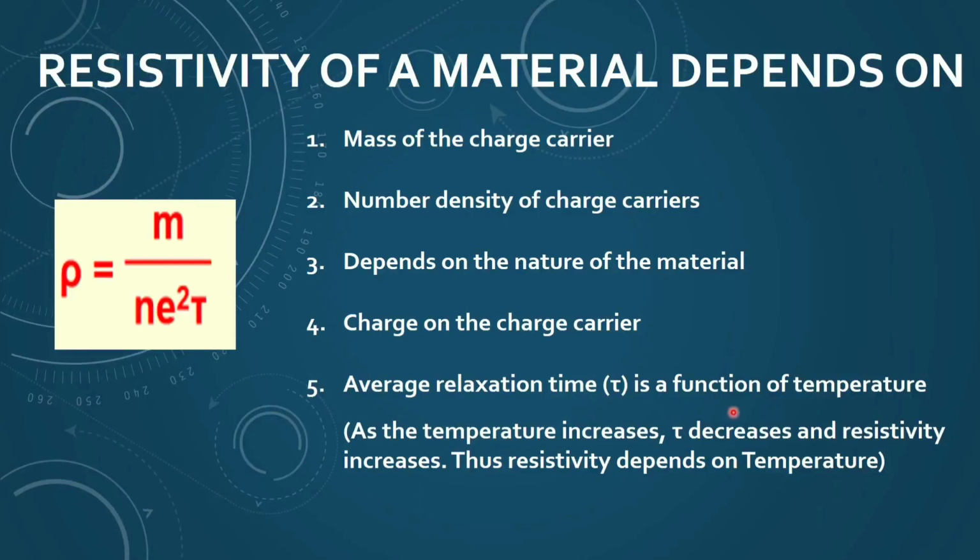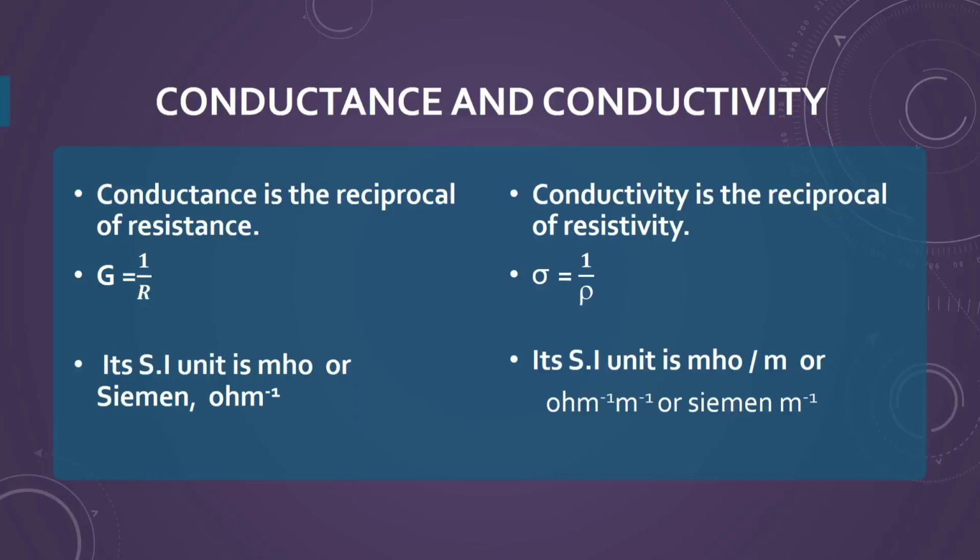And if anybody is asking you what is the cause of the resistance, then of course it depends upon the relaxation time. When the electrons are moving, how they are colliding with each other and how much is the relaxation time, on the basis of that only the resistance is caused in the conductors. So these can be the various questions which can be asked directly or indirectly from you.